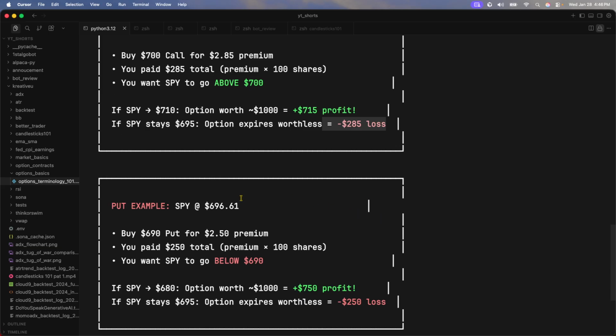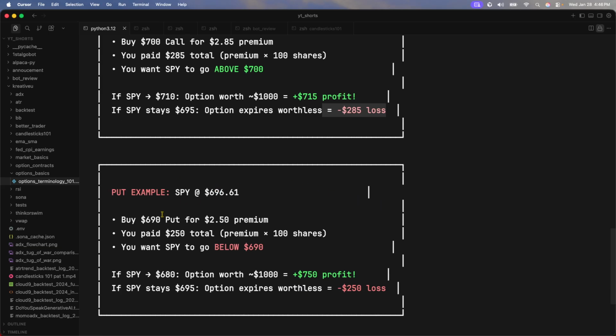So for puts, it's the inverse. SPY is at 696. We bought a 690 put. So the 690 is going to be our strike price. The put is going to be the right to sell, and we're bearish on the market. We're going to be buying that put for $2.50. Remember, we take our premium and multiply by the number of shares, because there's 100 shares in one option contract, and we paid a total of $250. So we want SPY to go below 690.